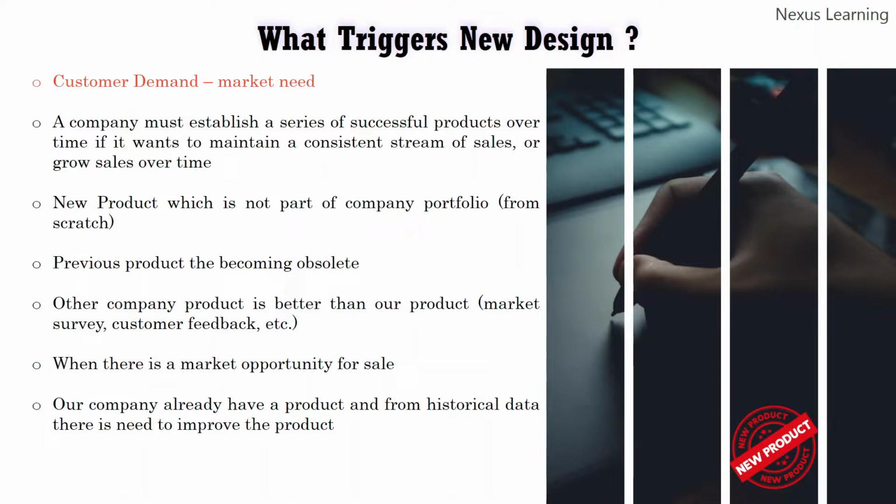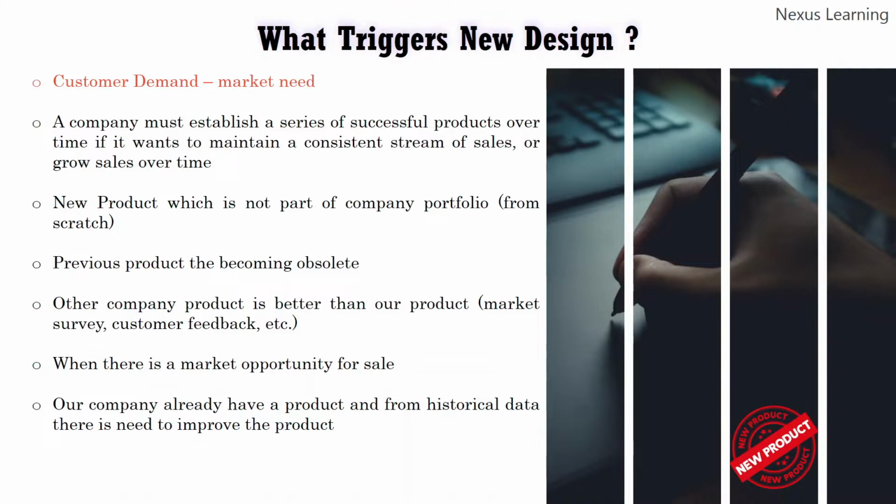So what triggers a new design? Okay, we know how we are going to do a new design, all that sort of thing we are discussing. But what triggers a new design? The first and most important thing is customer demand or market need. Is there any customer demand for it? Is there any market need for it?